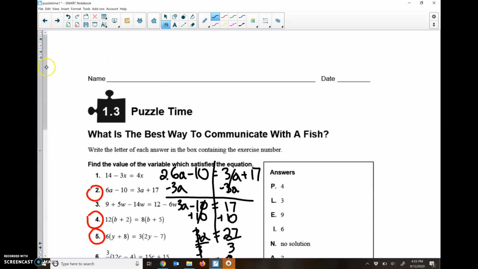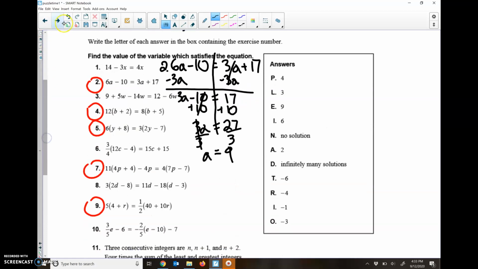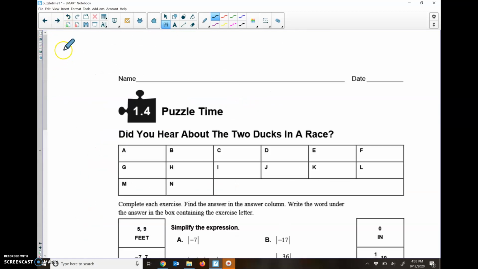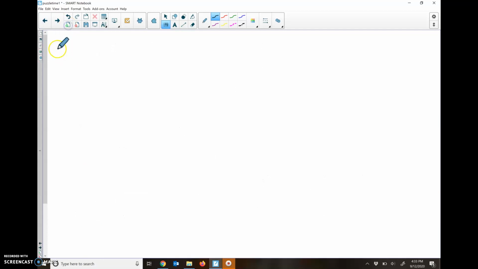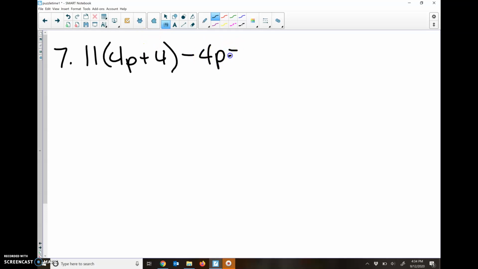Next one is, we're going to do 7 and 9. Okay, 7 is 11, parentheses 4p plus 4, minus 4p equals 4, and 7p minus 7. Alright, so this is probably as hard as it's going to get. We got to distribute on both sides.